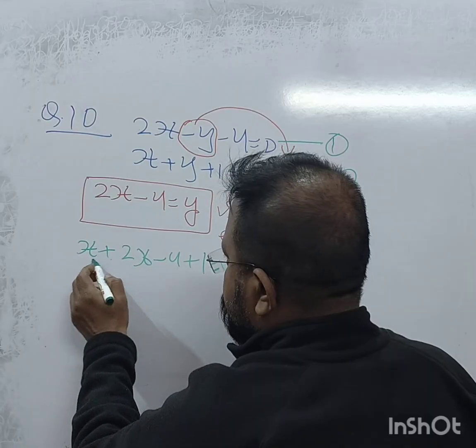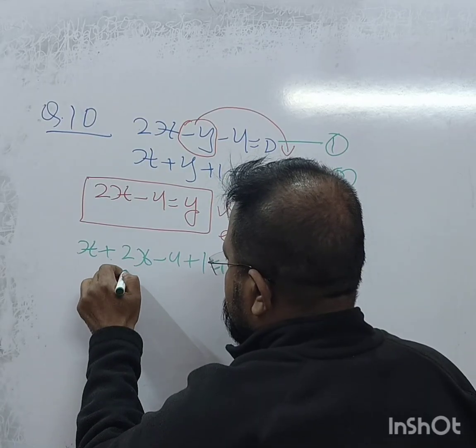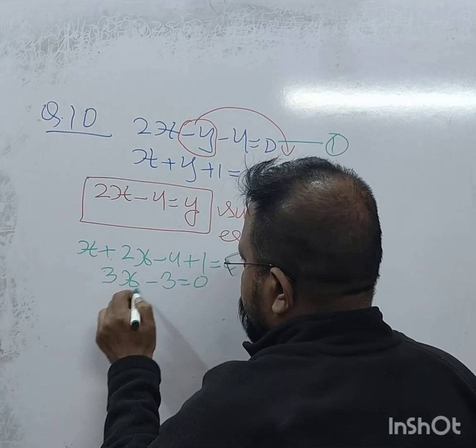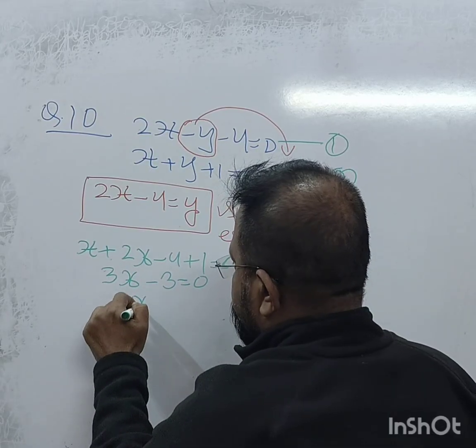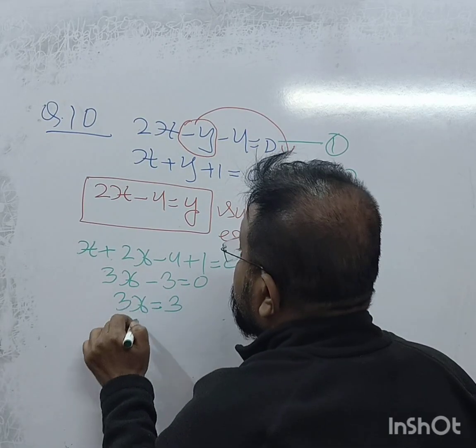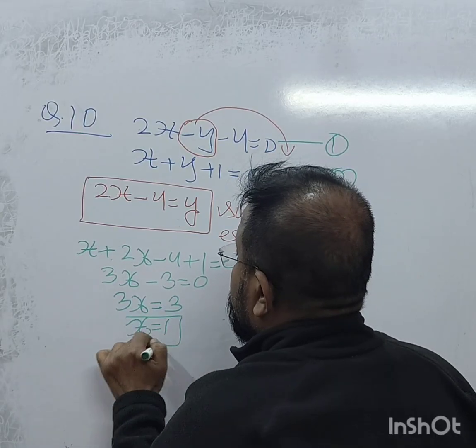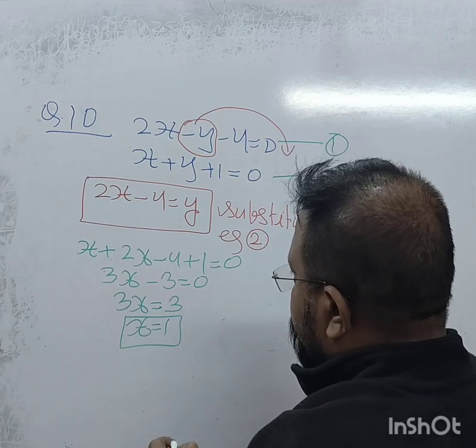So it will be how much? This is 3x minus 3 is equal to 0. So 3x is equal to 3, so x is equal to 1. This is done, okay.